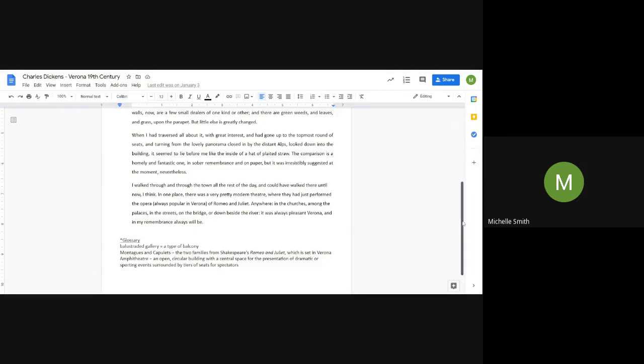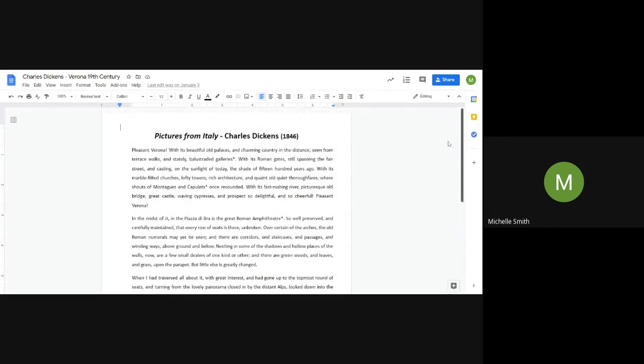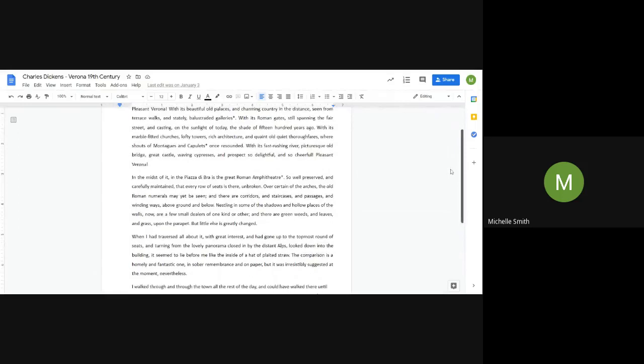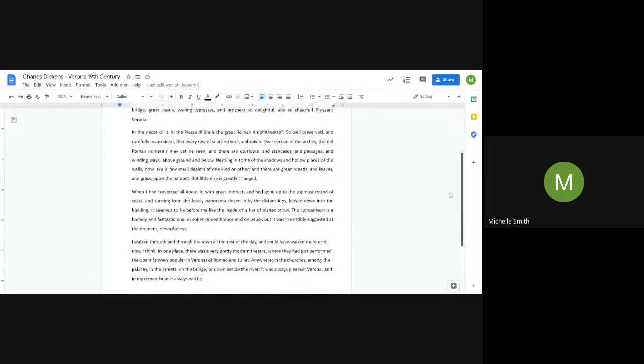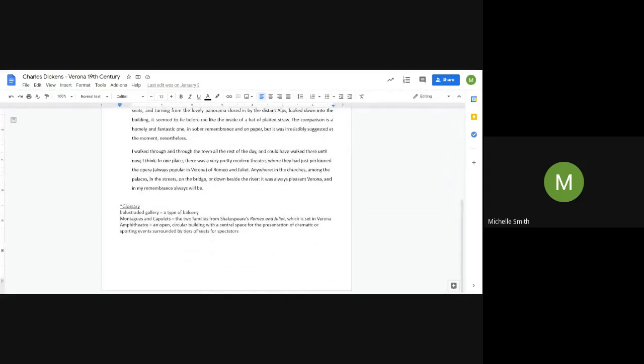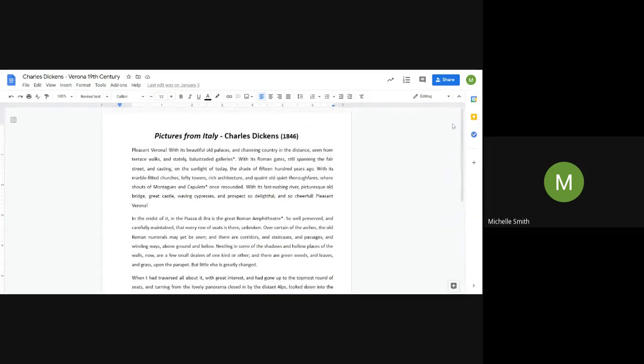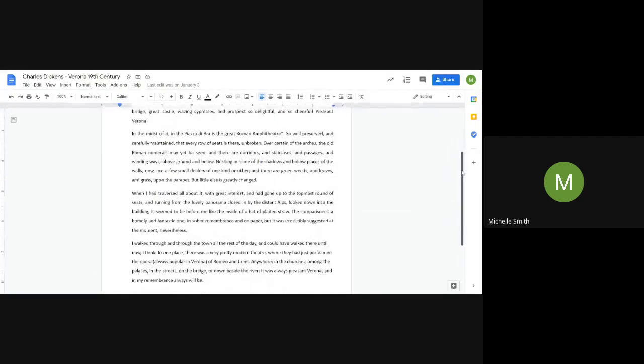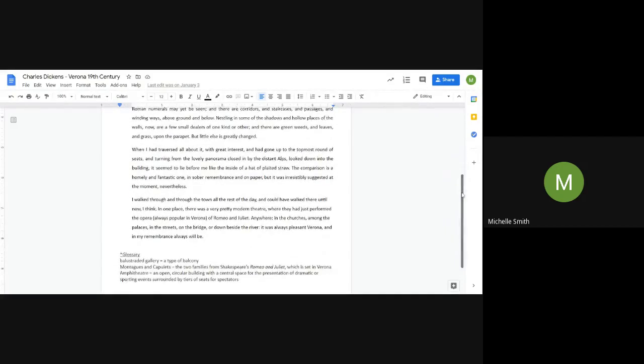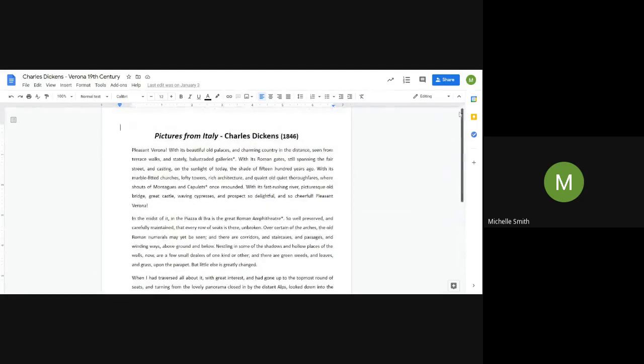Okay, so that's the 19th century text that we are going to be working with. I appreciate there's lots of language in there that is very 19th century that you might not have come across before. There is a little bit of a glossary which explains some of the things for you. But basically, Charles Dickens is talking about being in Verona and he's describing the landscape. He's describing the amphitheatre. He compares it to a hat of plaited straw. And he just talks about the view and how beautiful everything is. So it's very, very positive, this one.